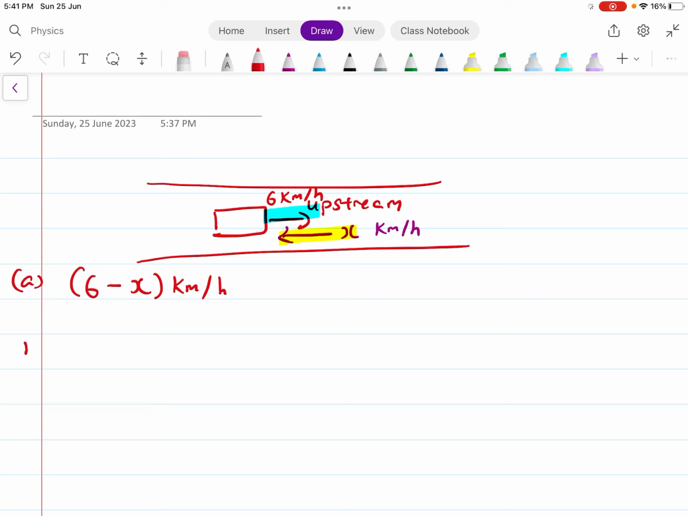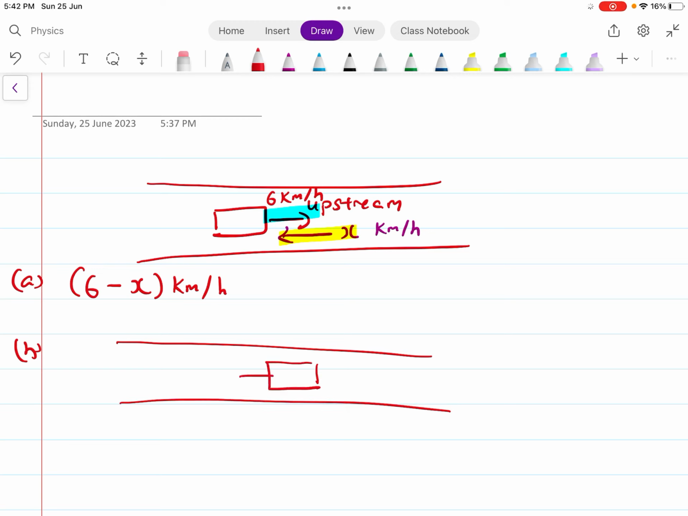Okay, the next part will be write down the speed downstream. For downstream, you are going with the current. So this is the speed, 6 km per hour. The current is also in the same direction, x kilometer per hour. So the speed of this boat is actually (6 plus x) kilometer per hour. You should travel faster because you are going with the current.